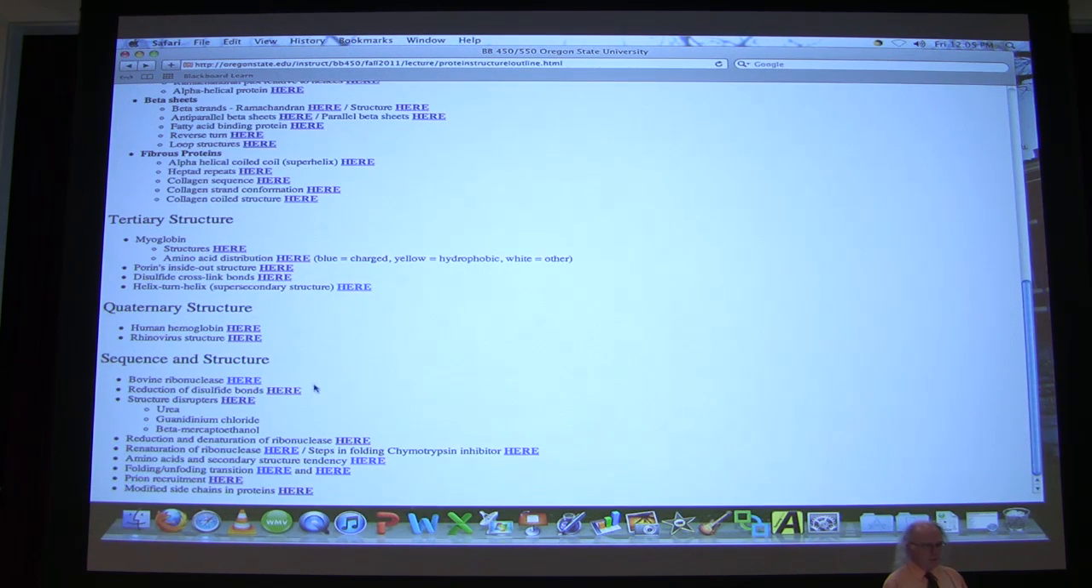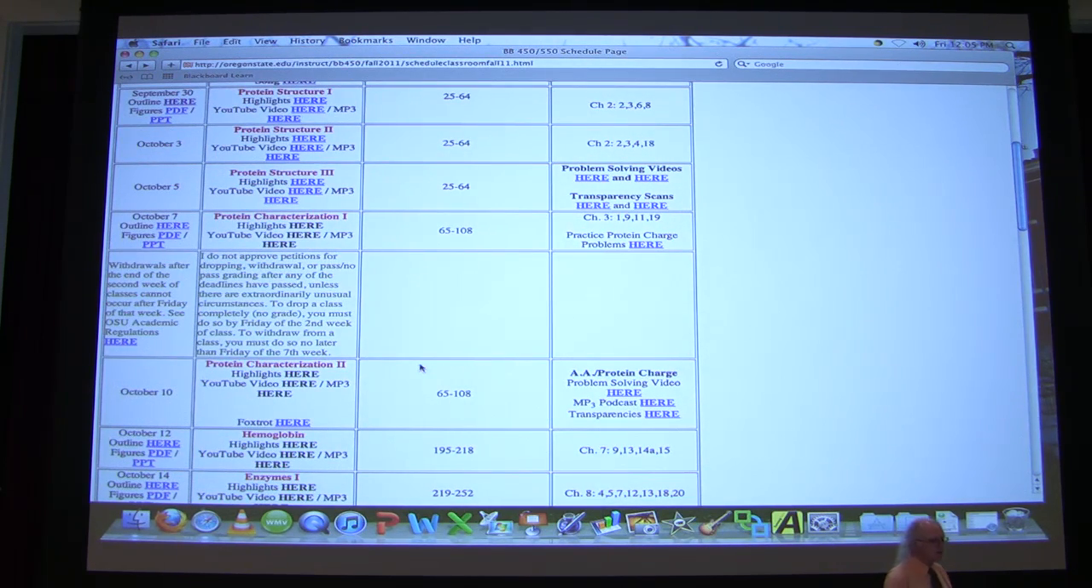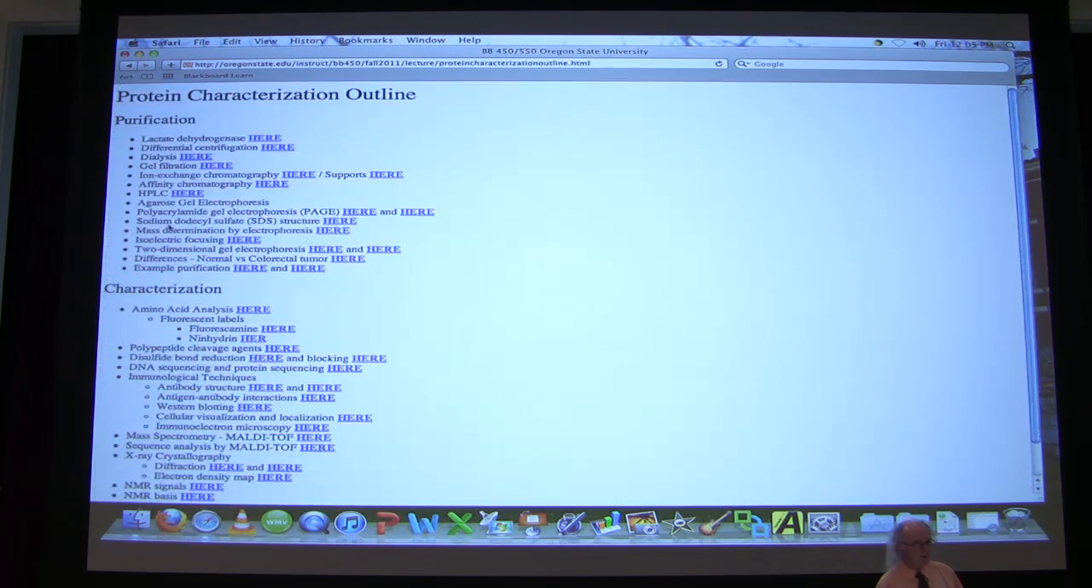Okay, so that's the last of what I want to say about general considerations of protein structure. Now I'd like to turn our attention to characterizing proteins. The first part of the characterization I'll talk about is actually purification. And purification isn't a spiritual purification, but it's actually a physical purification.